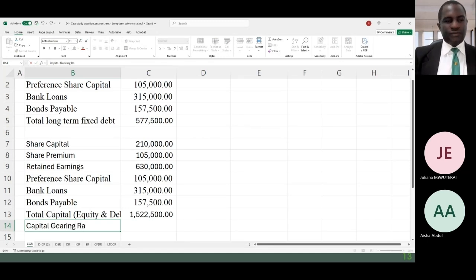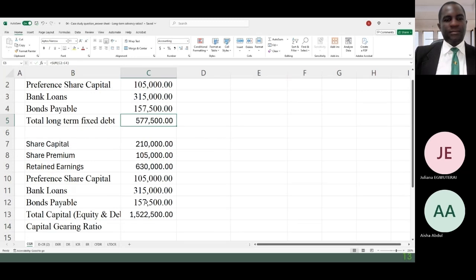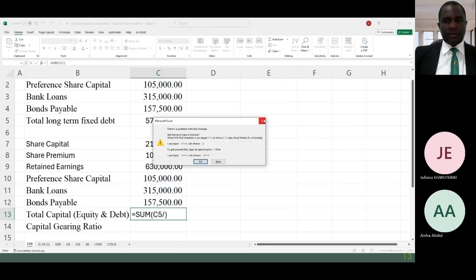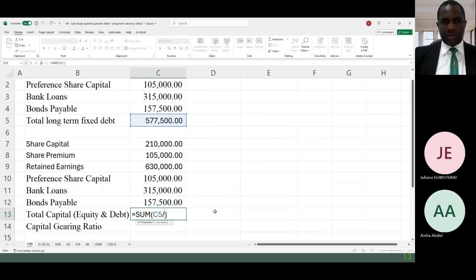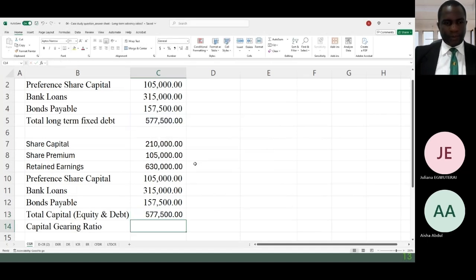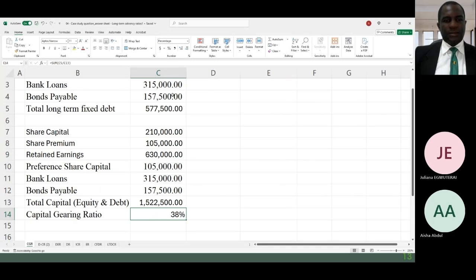It will now be the percentage of the long term debt to the total. So let's do that. So this divided by, I struck the wrong cell, so let me come down here. So this divided by this. Okay, good. So I have 38%. So external providers of capital constitute 38%.